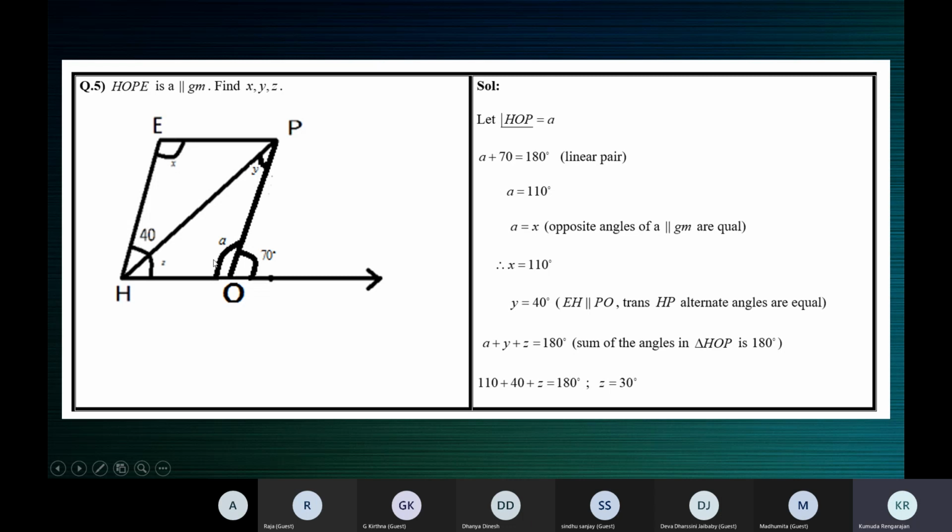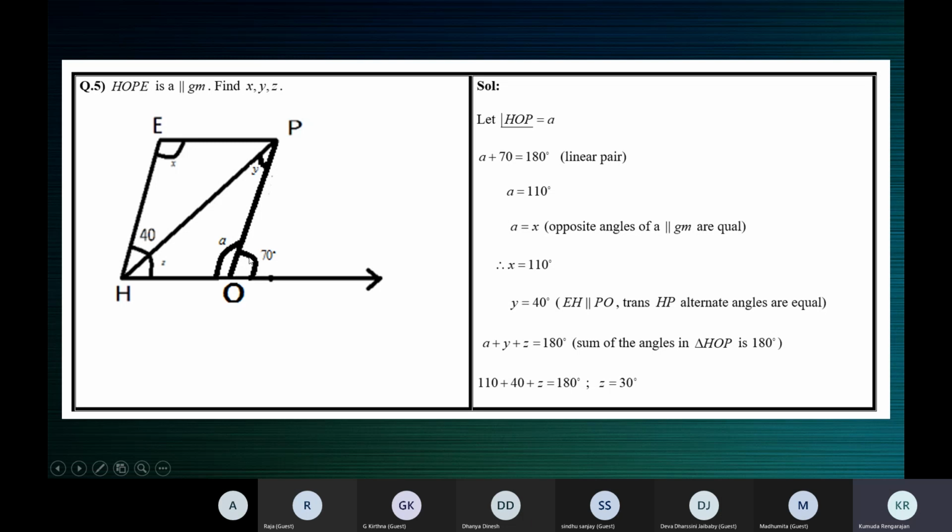See, A plus 70 is 180. I cannot say that Z plus 70 is 180. Z and 70 are formed at different vertices. Z is formed at the vertex H and 70 is formed at the vertex O. We cannot add these two angles and use the linear pair axiom. To use the linear pair axiom, the angles must be formed on a straight line at the same vertex. They must have the same vertex.